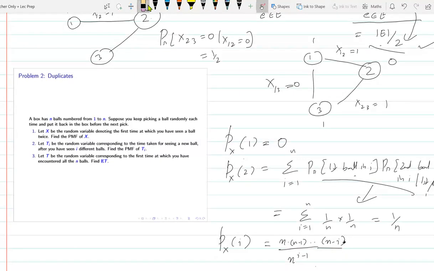I think it is I minus 1 only. So I think the number of terms in the numerator and the denominator should be the same. I'm not completely sure. I think this is the correct answer. Yeah, there are I minus 1 terms in the numerator, there are I minus 1 terms in the denominator, so I minus 1 divided by n. Is this clear?